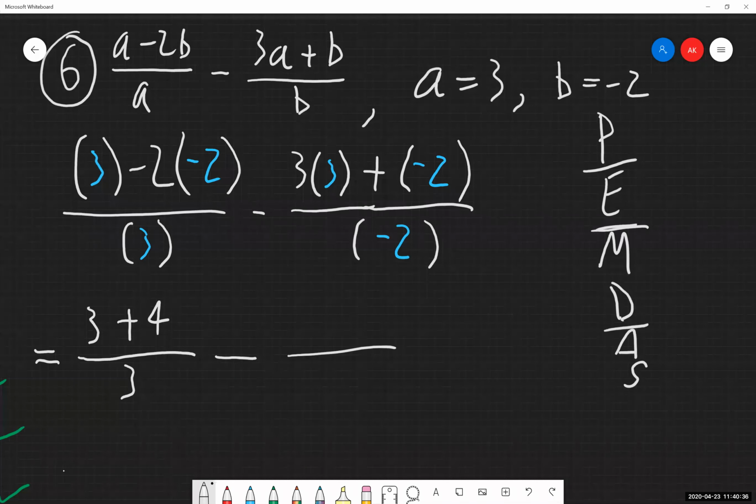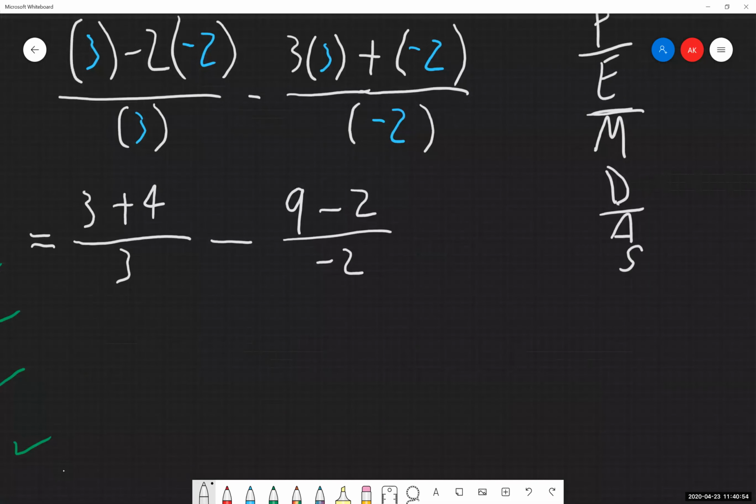Got that there. Looking at the second fraction, same thing, working with PEMDAS. Looking at the numerator, I have multiplication. I have 9 plus -2. Positive and a negative makes a negative. And then down below, we still have a -2 there. So continuing to simplify the numerator of each of these fractions, I get 7/3 minus 7/2.